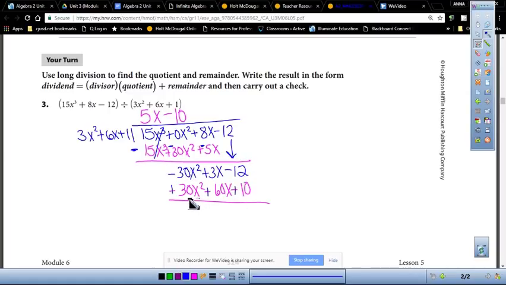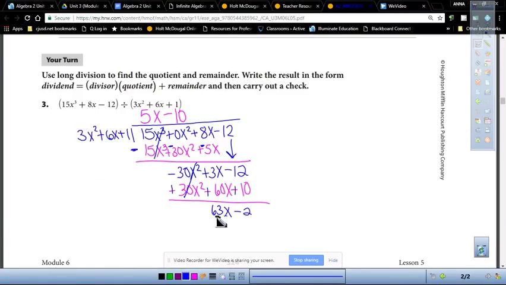So negative 30x squared plus 30x squared cancels out. 3x plus 60x is 63x. Negative 12 plus 10, excuse me, that's negative 2. Negative 12 plus 10 is negative 2. So now my degree is smaller than the degree of the divisor.